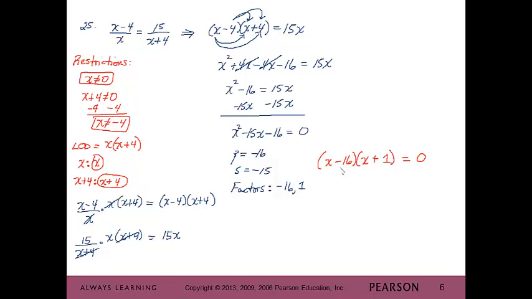Now we can use the zero product principle, which says we set each one of these equal to 0. So x minus 16 equals 0, and x plus 1 equals 0. Solve for x, and we'll end up with the solution that x equals 16 and negative 1. 16 and negative 1 were not part of the restriction, therefore this is our solution. And of course you can check it by taking one at a time and plugging it back into the equation. So 16, then negative 1, and you'll see that the left side equals the right side.